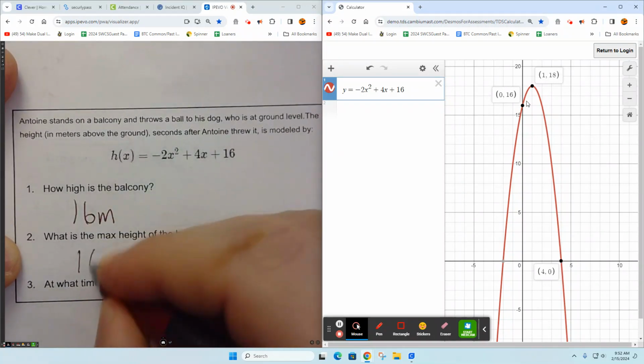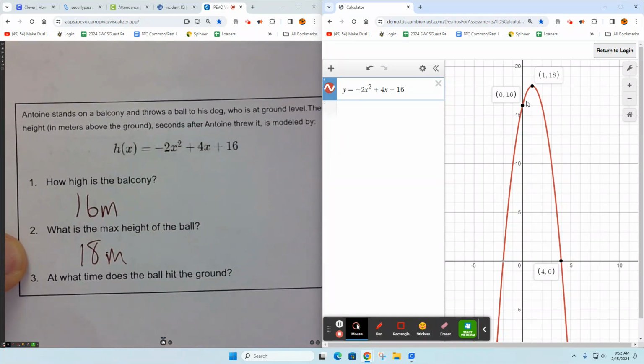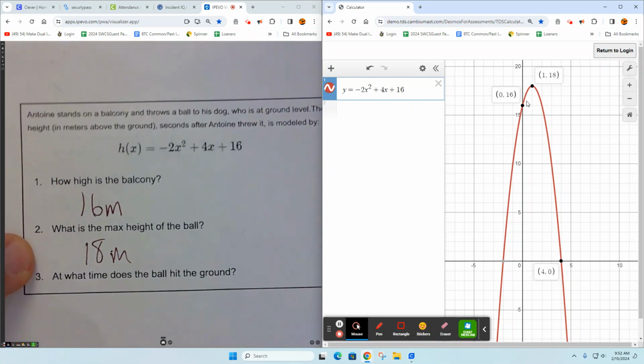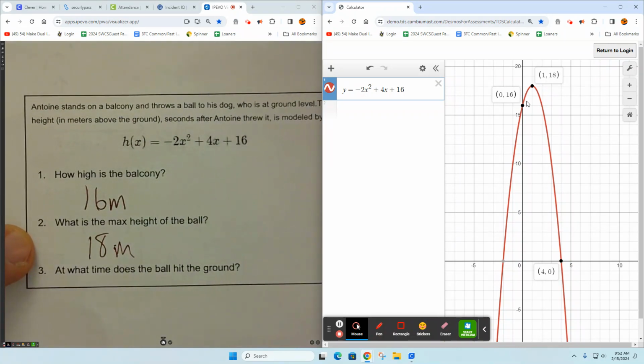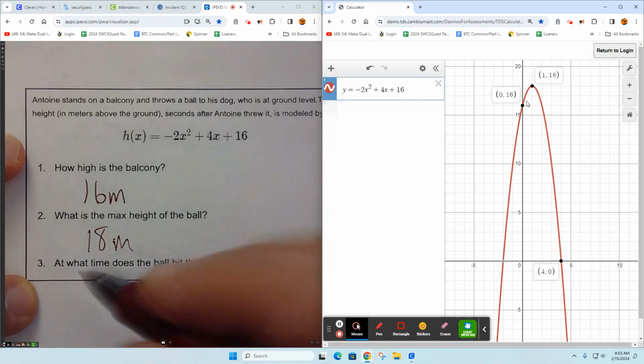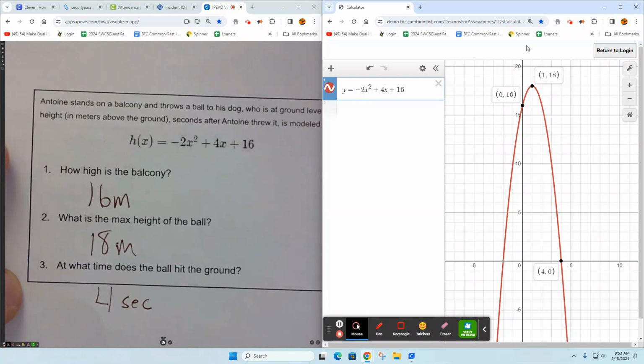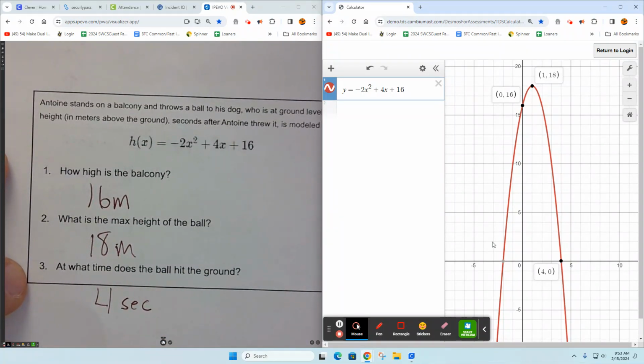18 meters. Notice that it doesn't ask when or anything about that, right? So if you said 1 in this answer, I would mark it wrong, okay? At what time does the ball hit the ground? 4 seconds. Okay, so do you see how you have to be able to read these special ordered pairs?